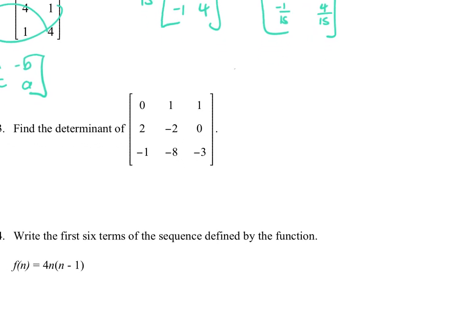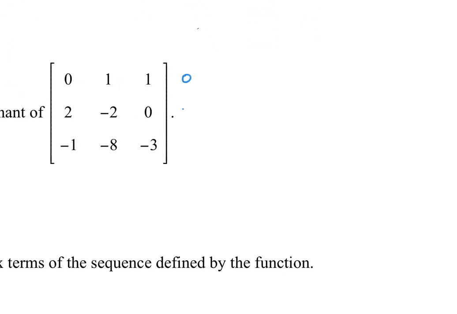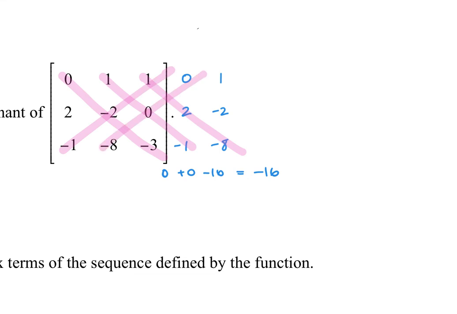13 is find the determinant. So if it's a 3 by 3, we duplicate the first two columns, and then we multiply down each column. So this would be 0 plus 0 minus 16, which is negative 16. Back the other way, this would be positive 2 plus 0, negative 6, and I get negative 4. And then it's negative 16 minus a negative 4, which is negative 12.